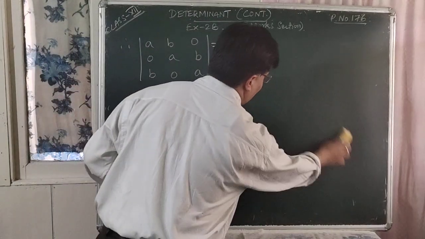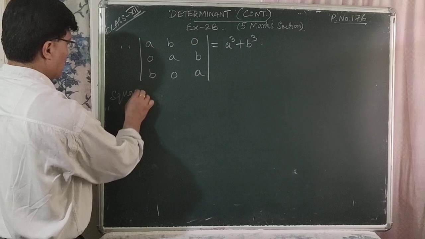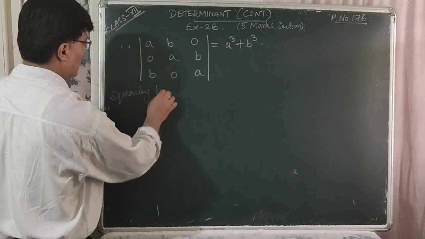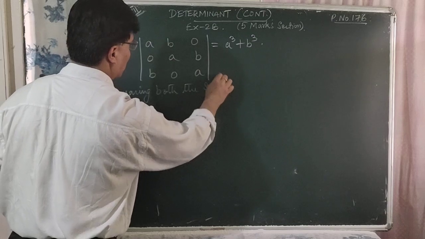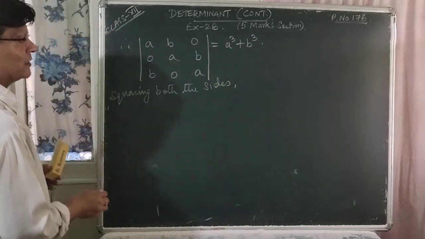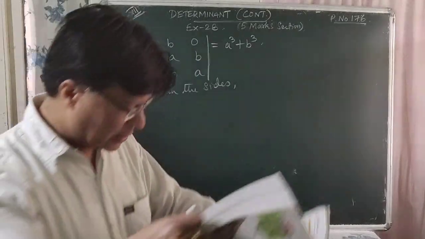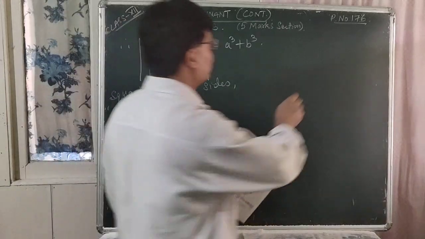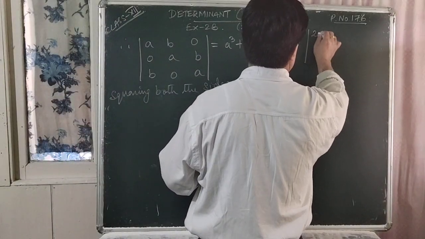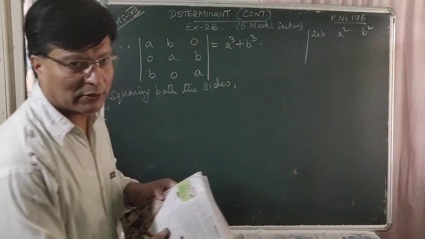Let us square both the sides here also. So squaring both the sides. Okay? Let us write down the determinant whose value is to be determined here. That is 2AB, A square, B square. You have to find out the value of that determinant.